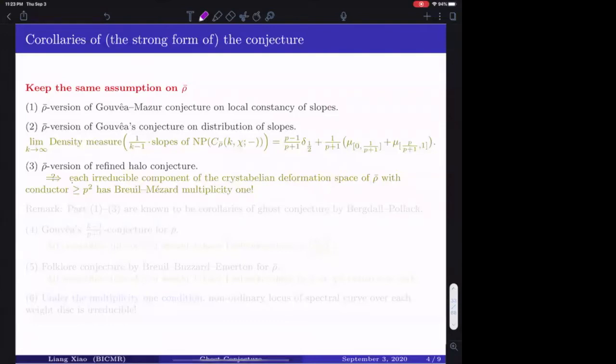And maybe what's interesting is that, if I'm not mistaken, this will show that each irreducible component of the reducible deformation space, with conductor greater than or equal to p squared on the boundary, will have Bohemian multiplicity one. In the sense that the generic fiber will be just a bunch of balls that are apart from each other, basically because they have different slopes. Each irreducible component will have different slopes, so there are exactly that many slopes and that many components. Again, under our assumption on rho-bar.